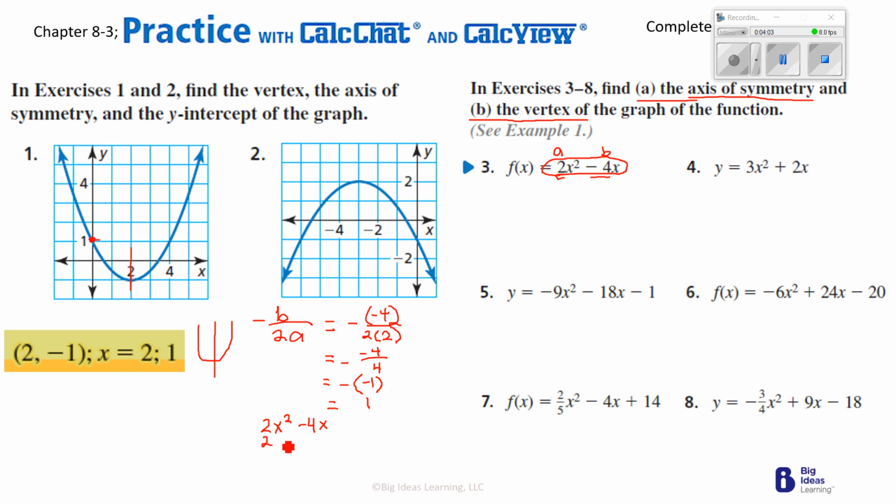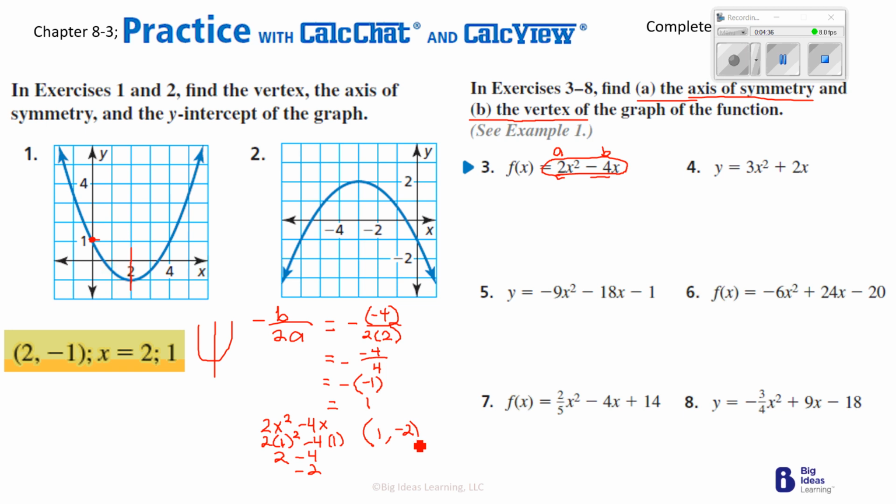That's going to give me 2 times 1 squared minus 4 times 1. That's going to give me 1 times 1, well, that's 1, and 1 times 2 is 2. And -4 times 1, well, that's -4. Now we got 2 minus 4, that's -2. And that's my y. So now I know my vertex is going to be 1 and -2.